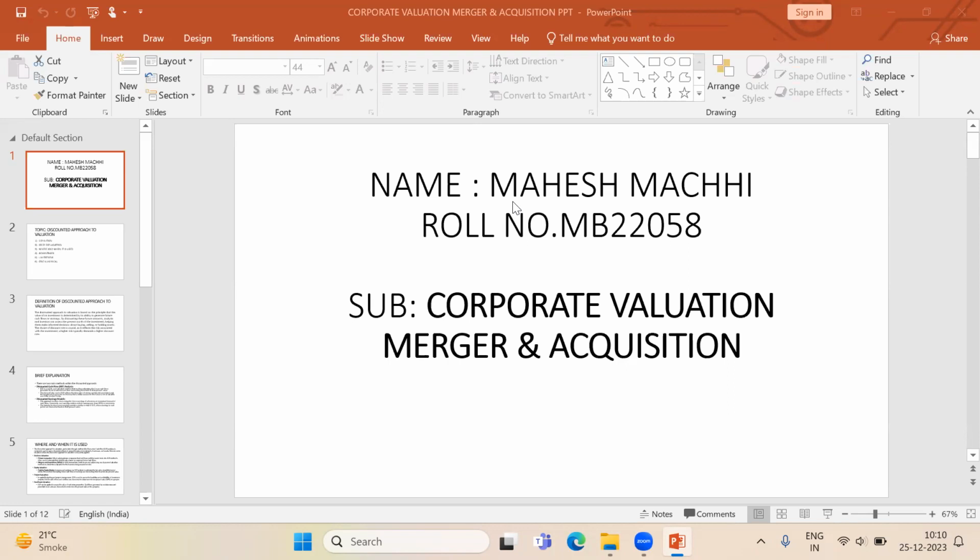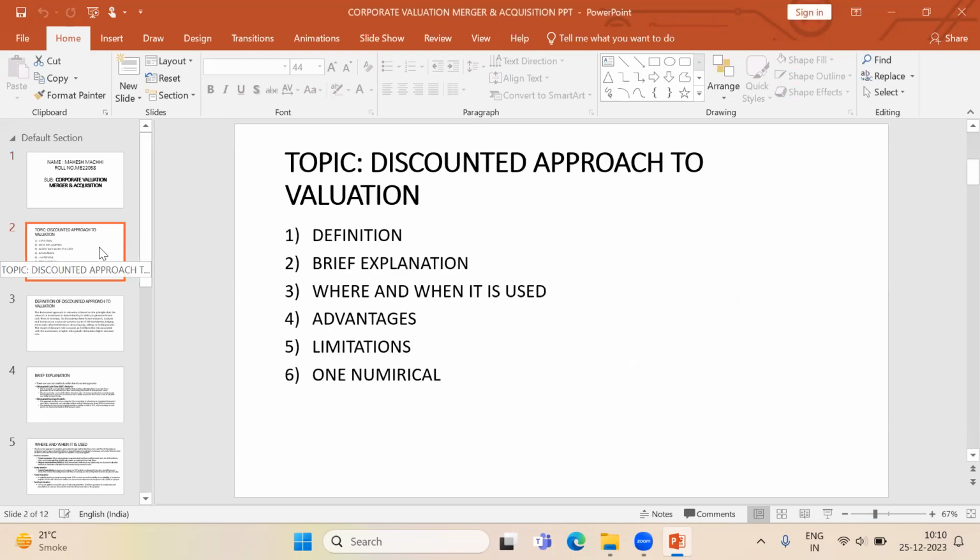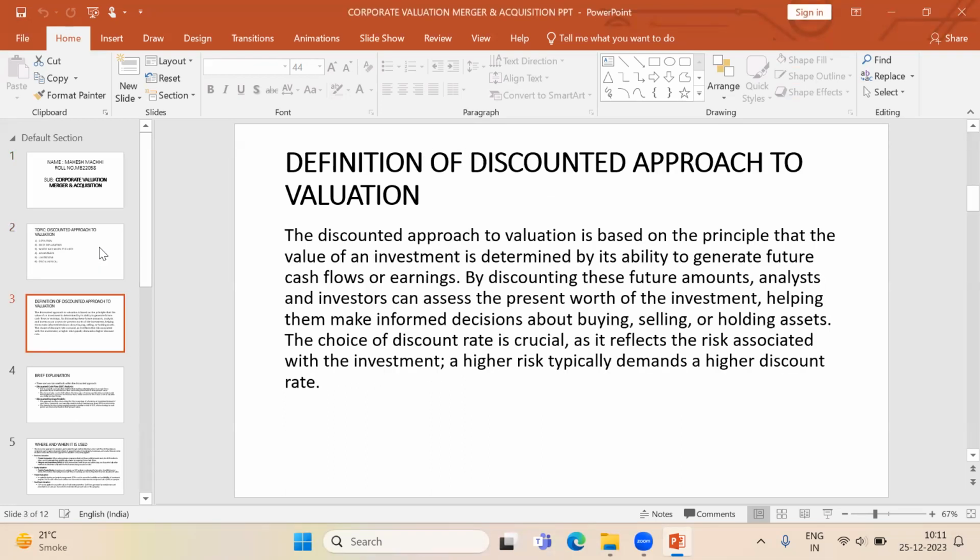And presentation topic is discounted approach to valuation. We are going to see the definition, brief explanation, where and when it is used, advantages, limitations, and non-numerical. Let's start with definition.